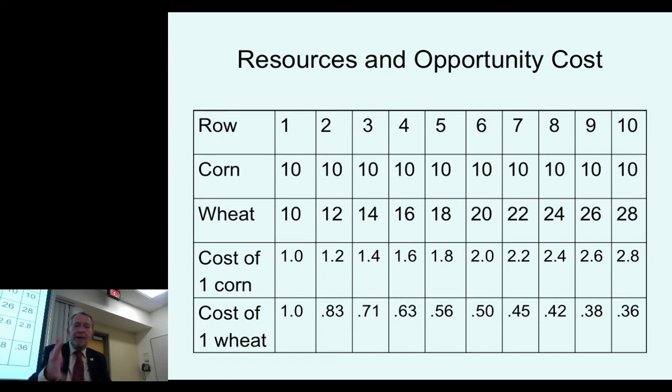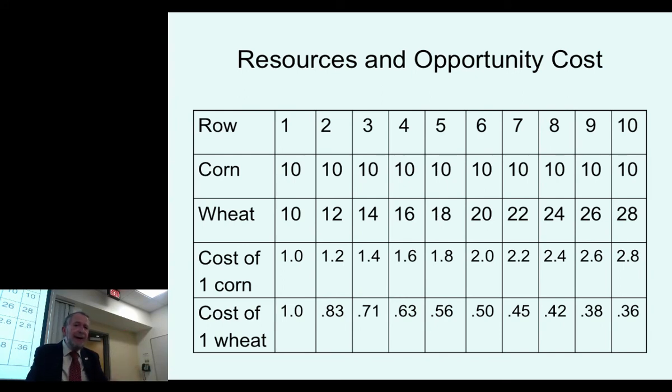And then it goes to 1.4 because it's going 10 to 14, then 10 to 16. Then when you get to row 6, it's 10 to 20. So each corn is costing you 2 units of wheat. And then when you get all the way out to row 10, each corn is costing you 2.8 units of wheat. So opportunity cost is solving that ratio 1 to 1. The cost of 1 wheat in terms of corn is the inverse of that number. So you just solve in the opposite way.